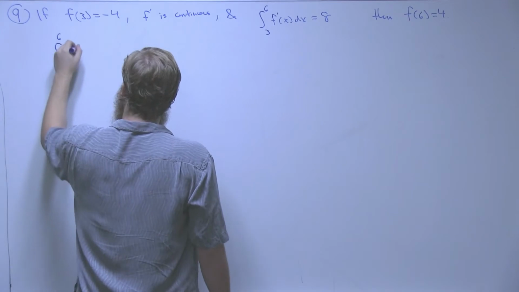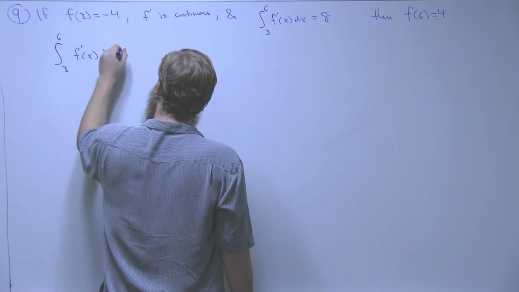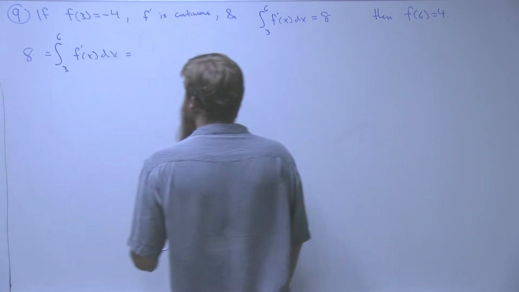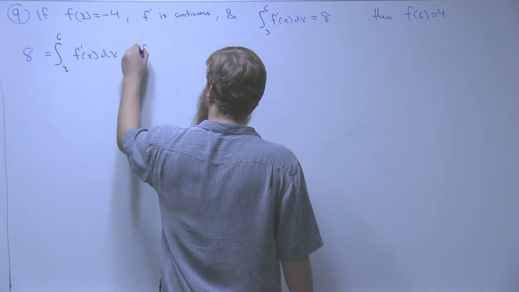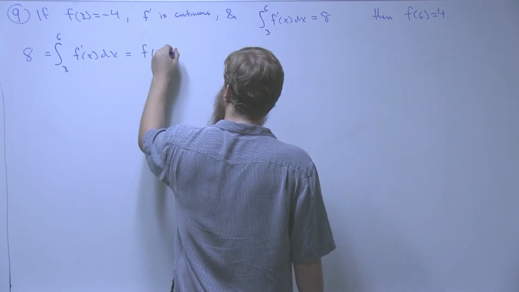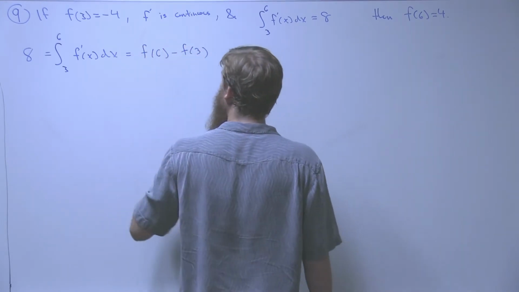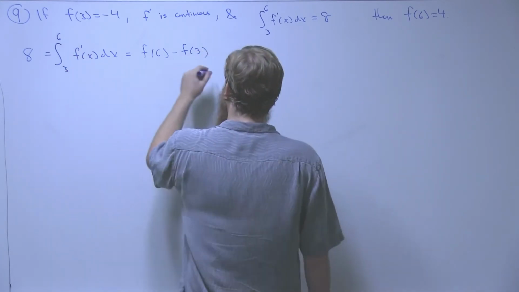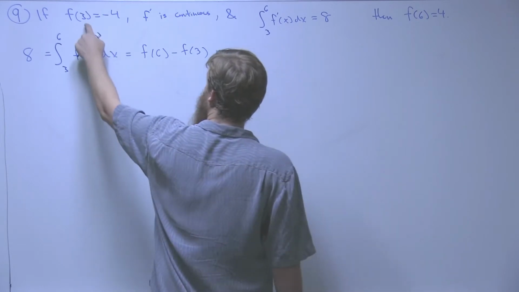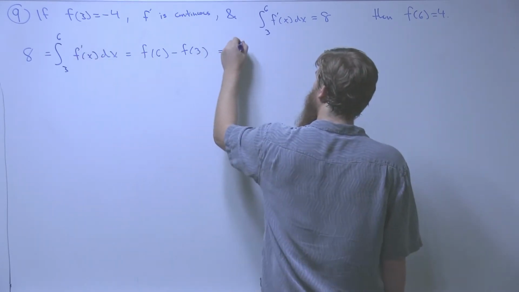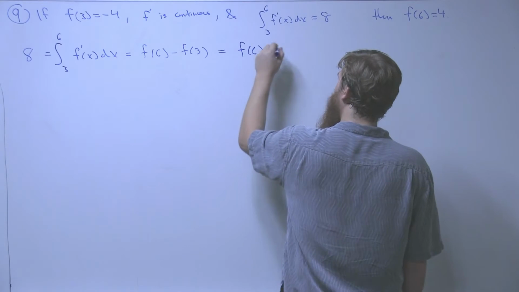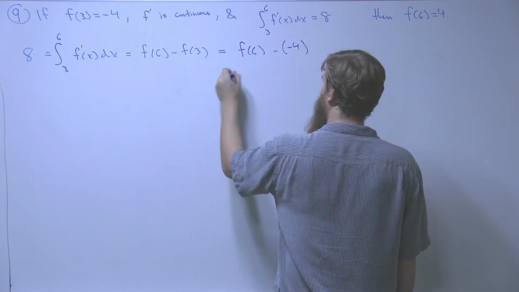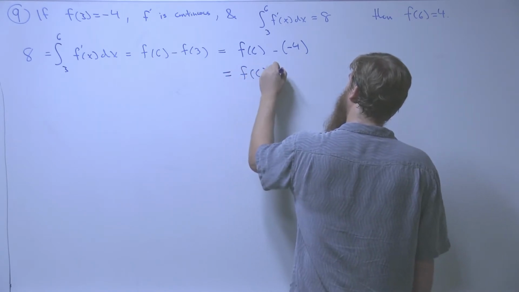The integral from 3 to 6 of f prime of x dx, well, on the one hand I know it's 8, so I'll write the 8 over here. On the other hand, I know that this is equal to f of 6 minus f of 3. Why? Because f is an antiderivative for f prime, by definition. Now, we were given some other information, namely that f of 3 is negative 4. So this is equal to f of 6 minus negative 4, or we can rewrite that as f of 6 plus 4.